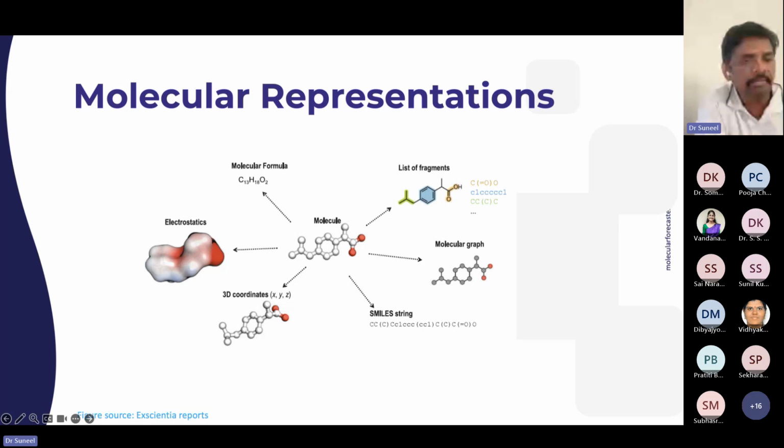The next one is 3D representation, which covers 3D coordinates, or electrostatics and shape. There are pros and cons. A SMILES string is very fast for training a model, but when you consider 3D coordinates, electrostatics, or shape, you are considering the entire molecular features in terms of shape, orientation, and molecular graph. So a lot of information can be extracted from a single molecule.